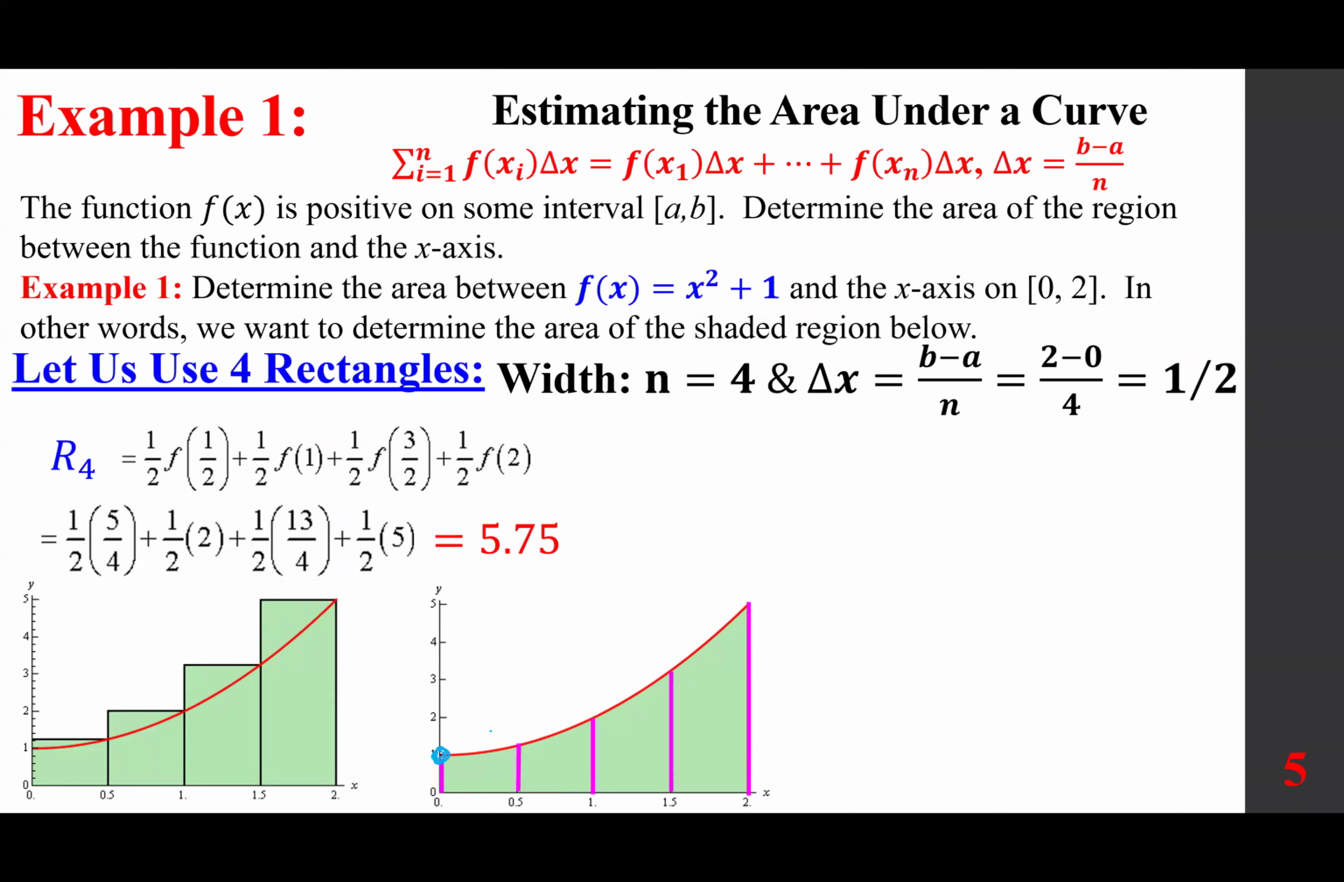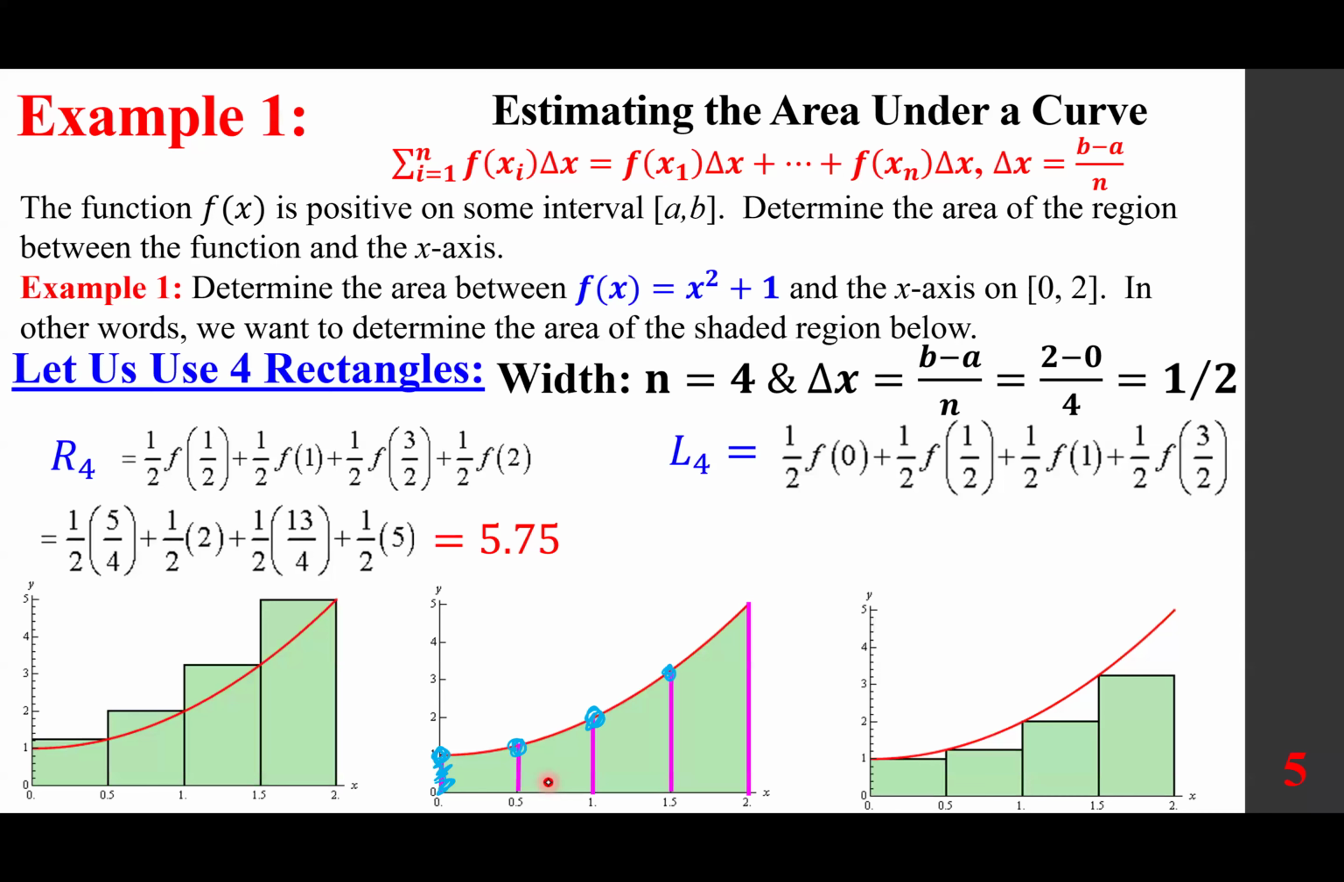Now, if we use the left endpoints, this would be the height for the first one, second one, third one, fourth one. And for example, the first one, this much is the height. So it looks like that. So now we call it L sub 4 or left. So we use f of 0, f of 0.5, f of 1, f of 1.5 for the height. The width is fixed at 1/2 or 0.5. So notice these two are the same.